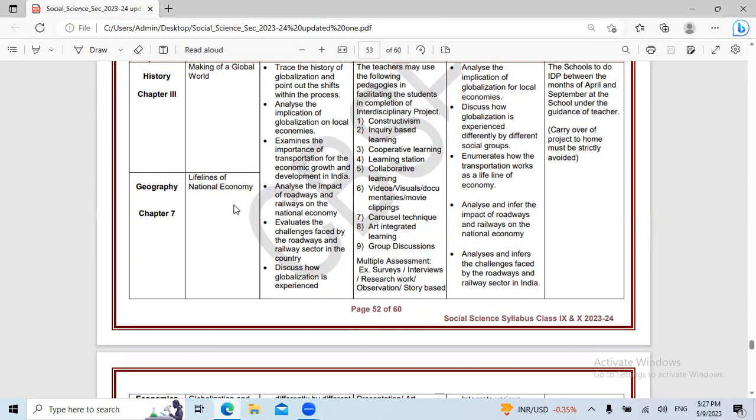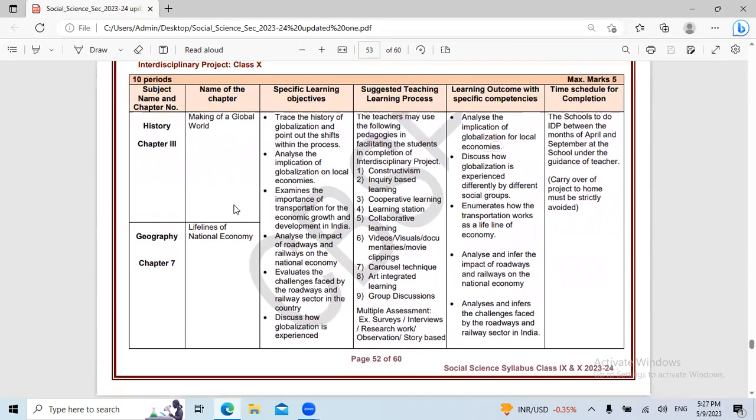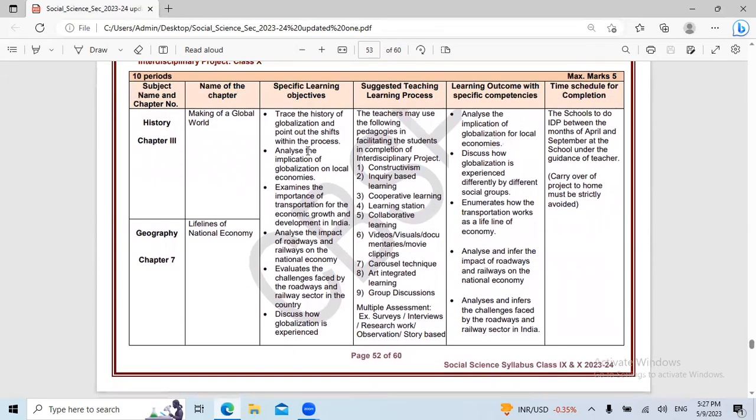This lesson is there for the interdisciplinary project. Now, what are the specific objectives for Making of a Global World? Trace the history of globalization and point out the shifts within the process. Analyze the implication of globalization on local economies. Examine the importance of transportation in economic growth and development in India.